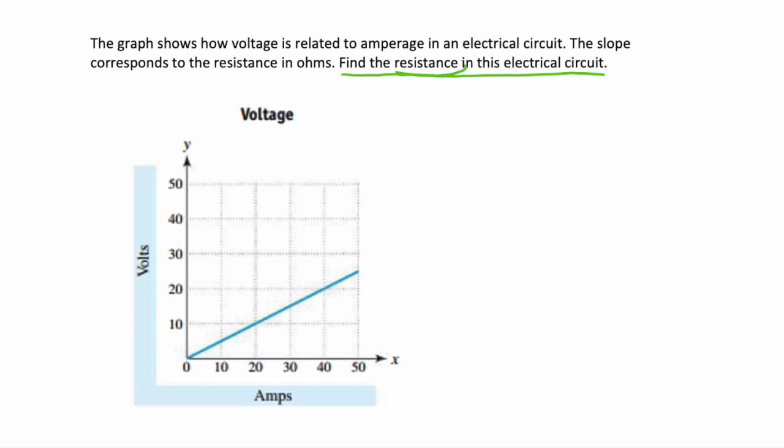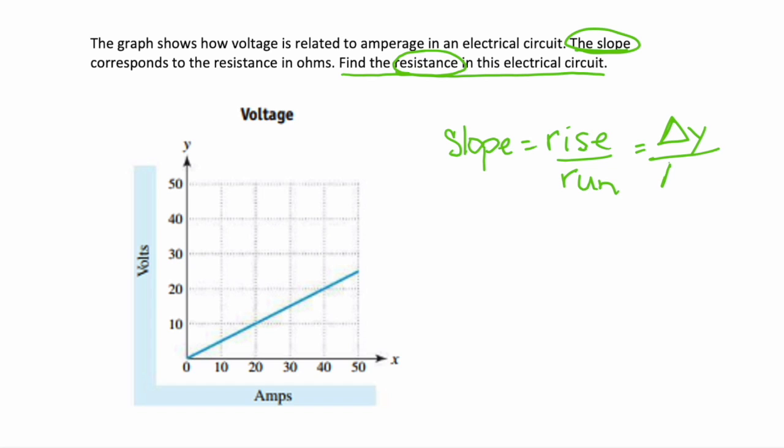Well, remember that the resistance in the previous sentence is the slope, right? The slope corresponds to the resistance in ohms. So we need to find the slope of this graph. And slope is always equal to rise over run, or it's how your y value changes divided by how your x value changes.